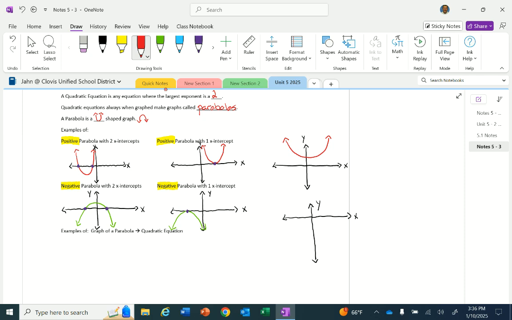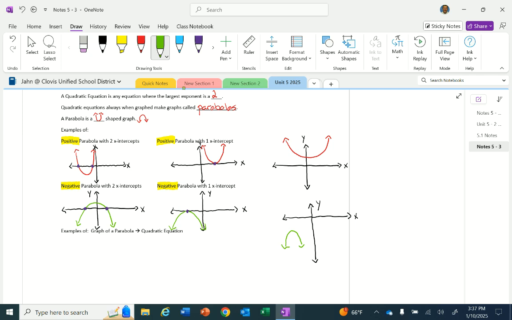Okay, the example of a negative parabola with no x-intercepts would be a downwards parabola, perhaps like this right here that I just drew. And notice that downwards parabola right there, I did it in the wrong color. I'm going to transfer it into green. It never will touch the x-axis.